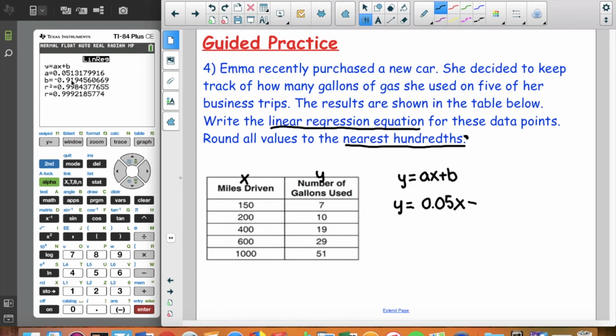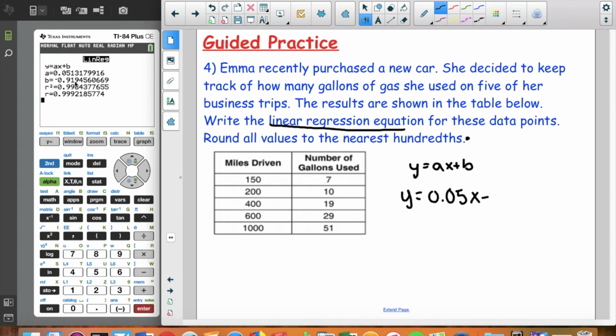Now let's round it. We round it to the nearest hundredth, which is the second decimal place. So the equation is y equals 0.05x minus 0.92. And that is our equation, because that's all it asks for. Write the equation. All right, moving on.